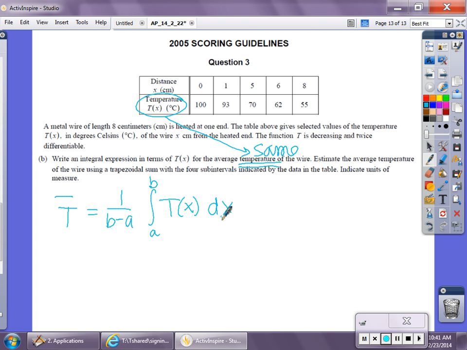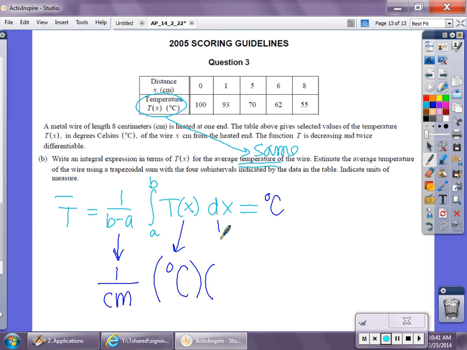We're still using that. Estimate the average temperature using a trapezoidal sum. Indicate units of measure. So I'm just going to do the indicate units of measure right now. It should make sense. If I ask you for an average temperature, you should know that the answer you're giving me should be a temperature. If you don't know that, the units would be, this would be 1 over b and a are x values, which are centimeters. Integral T of x is this, and dx would be centimeter. So centimeter, centimeter, and we still get left with degrees Celsius. Okay? So we know that the units of measure are done.